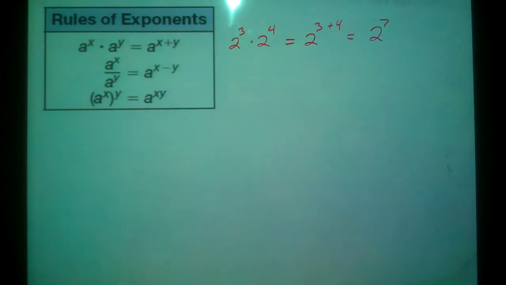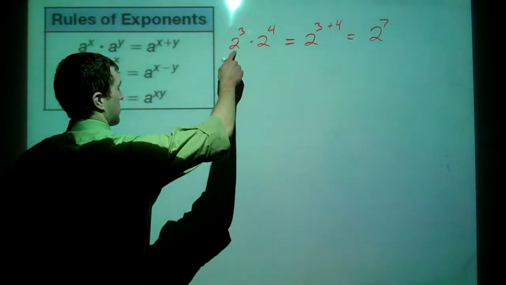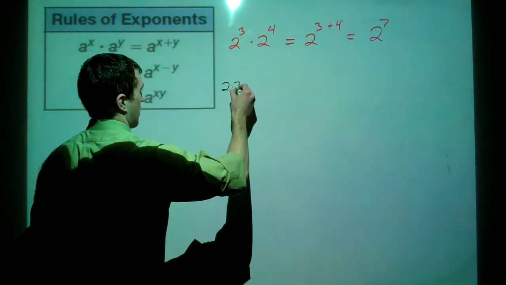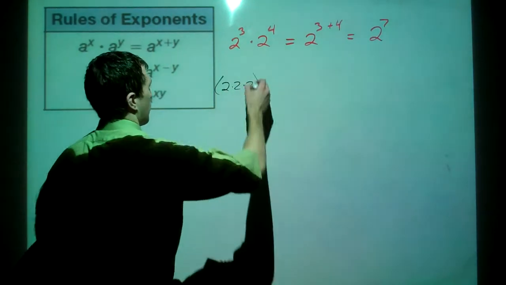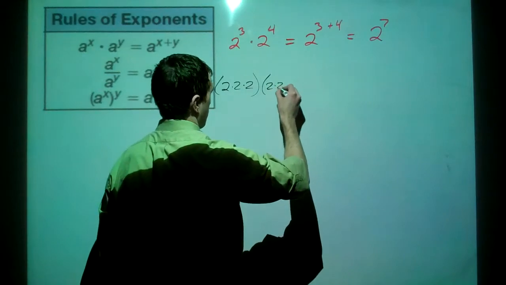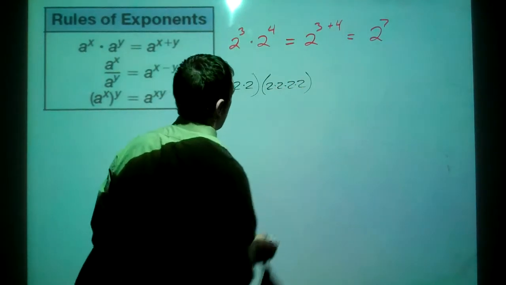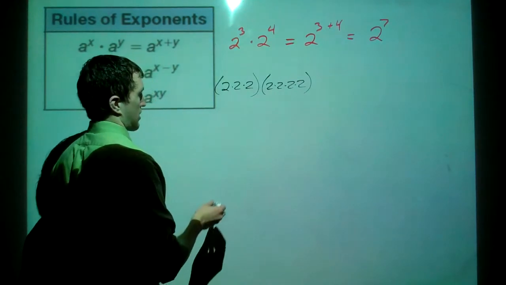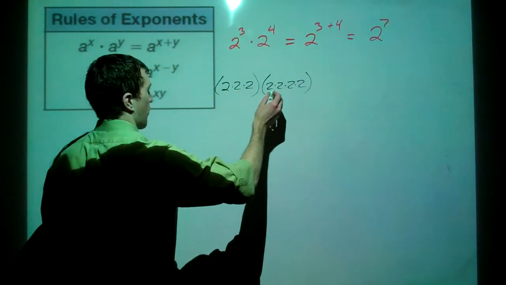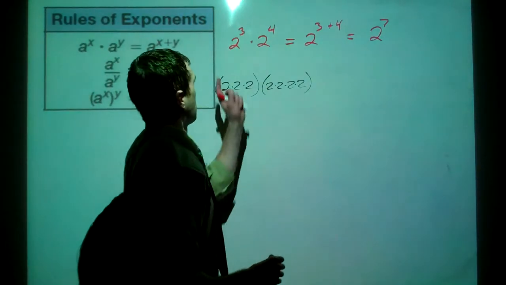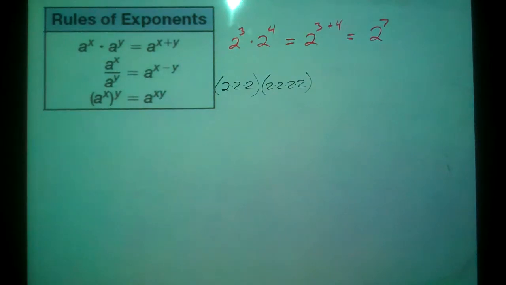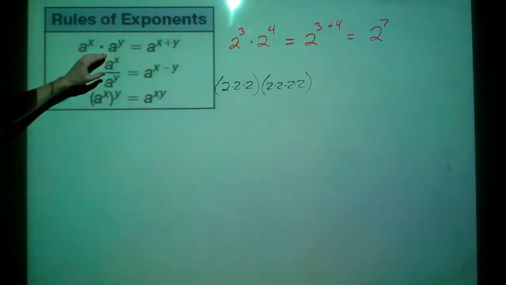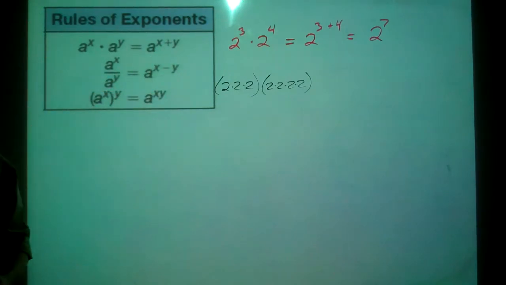So that's a rule that we have, and the reason that this works out is, let's think about what this actually means. 2 to the third is 2 times 2 times 2. 2 to the fourth is 2 times 2 times 2 times 2. And all of this is being multiplied together, and we actually have 1, 2, 3, 4, 5, 6, 7 2s. And that's why this rule works. So we should get 2 to the 7th there. So whenever your bases are the same and you're multiplying, you can add the exponents together. So that's addition.